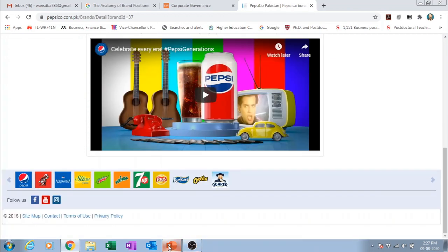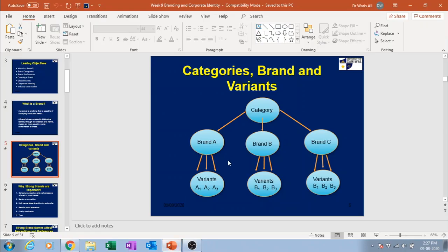So these are called variants. Similarly, there are sometimes different sizes of the brand, like Pepsi regular bottle, Pepsi half liter, Pepsi 1 liter, Pepsi 1.5 liter and Pepsi 2.25 liter. And these are also called variants of Pepsi. So I think you have now understood brands, their variants, and brand categories.